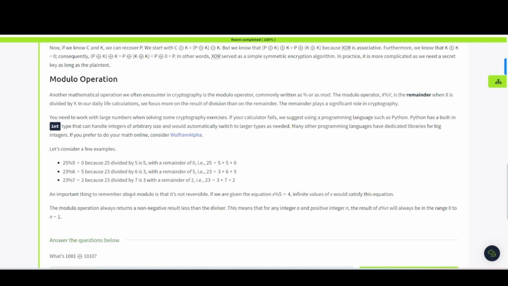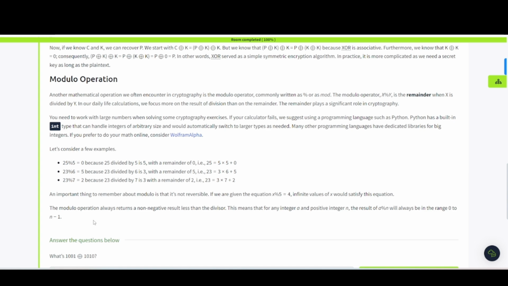An important thing to remember about modulo is that it's not reversible. If we are given the equation x modulo 5 equals 4, infinite values of x would satisfy this equation. The modulo operation always returns a non-negative result, less than the divisor. This means that for an integer a and positive integer n, the result of a modulo n will always be in the range 0 to n minus 1.